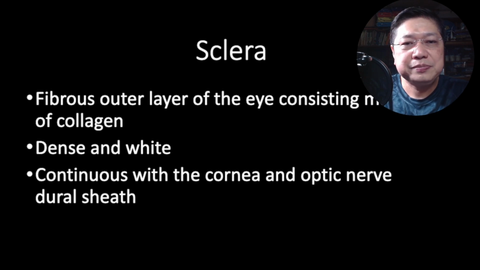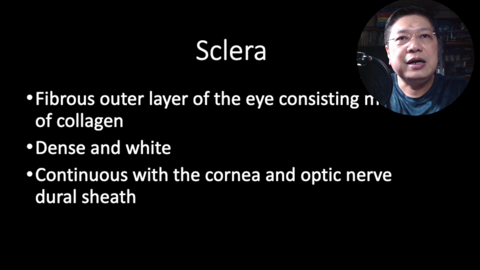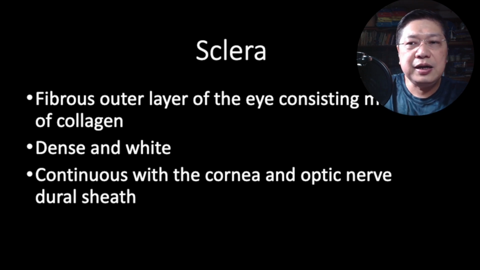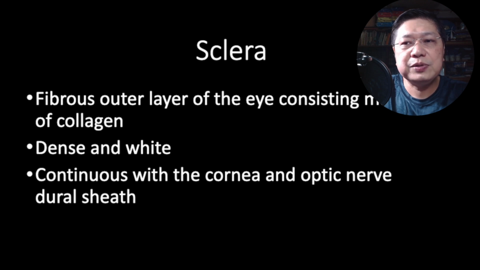The next layer would be your sclera and episclera, basically the white part of your eye. The sclera is a fibrous outer layer of the eye, basically consisting of collagen. It's very, very thick. It's like dealing with the white part of the egg. If you look at it, you don't see any structures inside. It's just one big, thick layer of collagen.